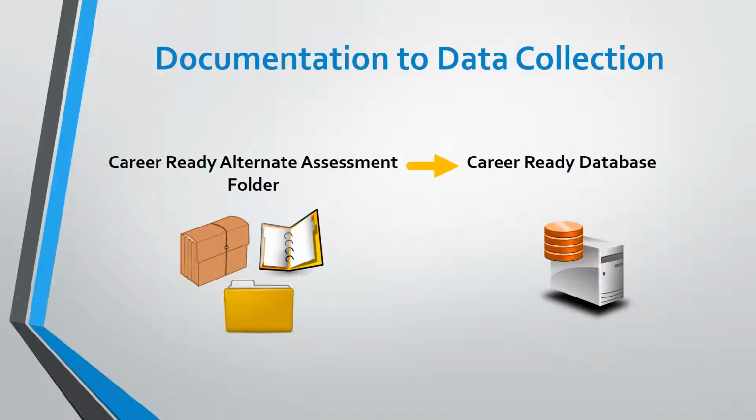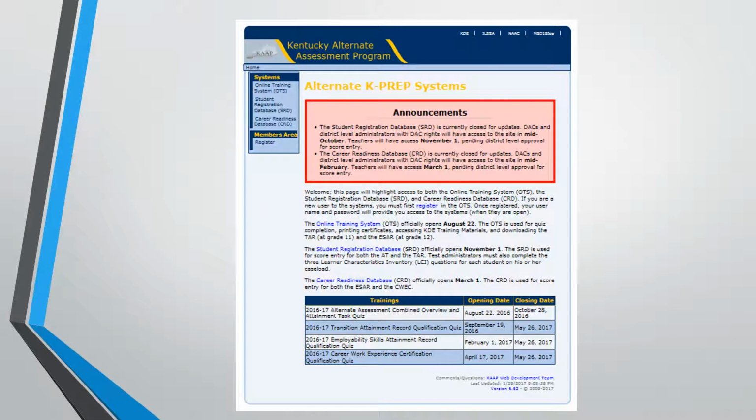Now let's switch from how and where the Career Ready documentation is kept to how the data is collected for submission to the Kentucky Department of Education. The Kentucky Alternate Assessment Program website houses the platforms for collecting alternate assessment data. Most high school teachers of students participating in the alternate assessment are familiar with this site. If you are a new user to the systems, you must first register in the OTS. Once registered, your username and password will provide you access to the systems when they are open.